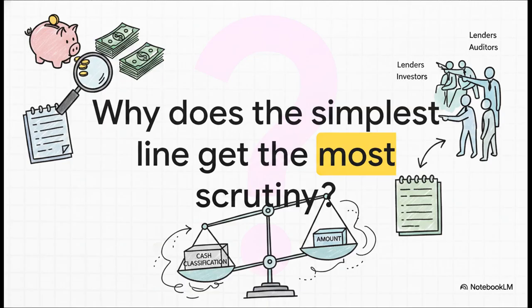It's kind of wild when you think about it. When you look at a balance sheet, cash seems incredibly simple, right? It's just the money in the bank. But in reality, it is highly regulated by some very strict accounting rules. Lenders, investors, and auditors, they all look at this line with a magnifying glass. And why? Because it represents the actual lifeblood of the company. It's not just about how much money exists, it's about exactly how that money is classified.